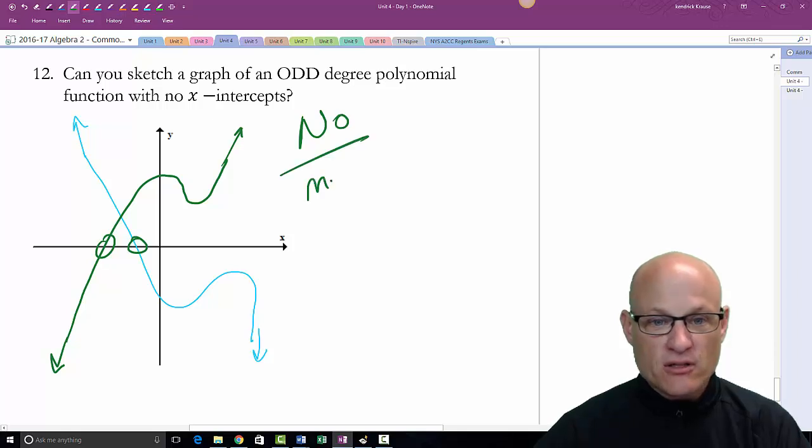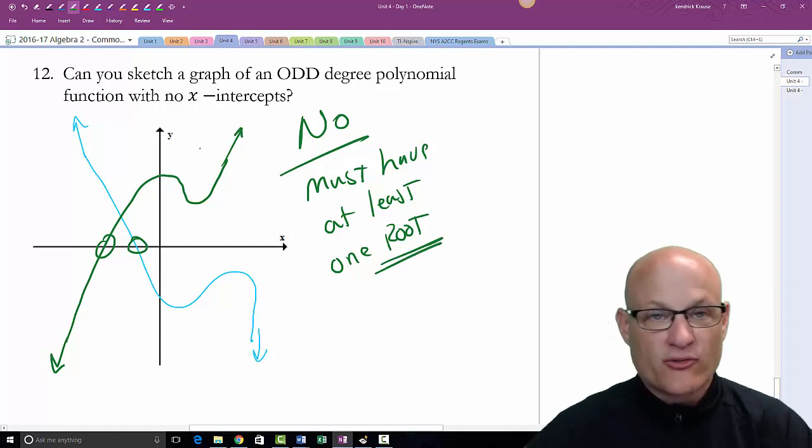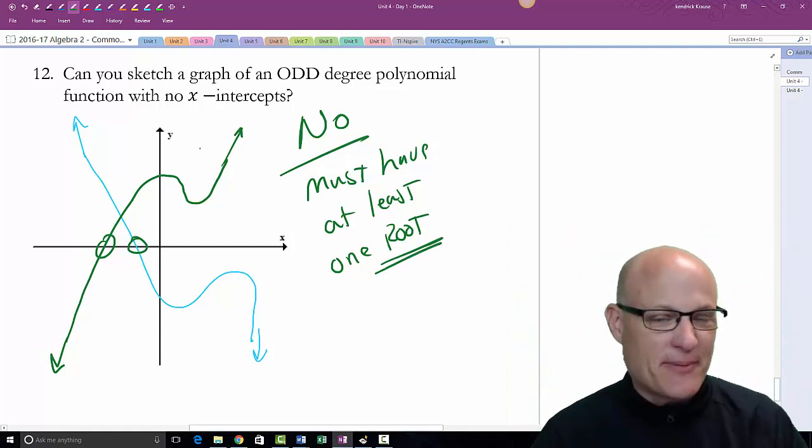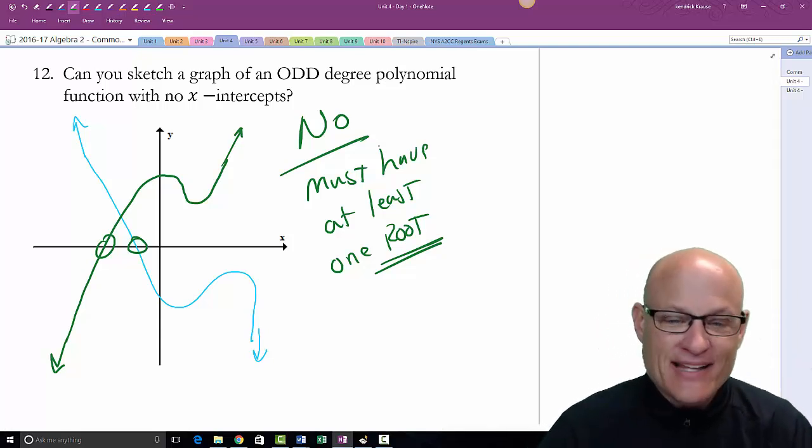It must have at least 1 root. So all odd functions must have at least 1 root because they're going in opposite directions, so it has to pass the x-axis. Even functions, not necessarily.